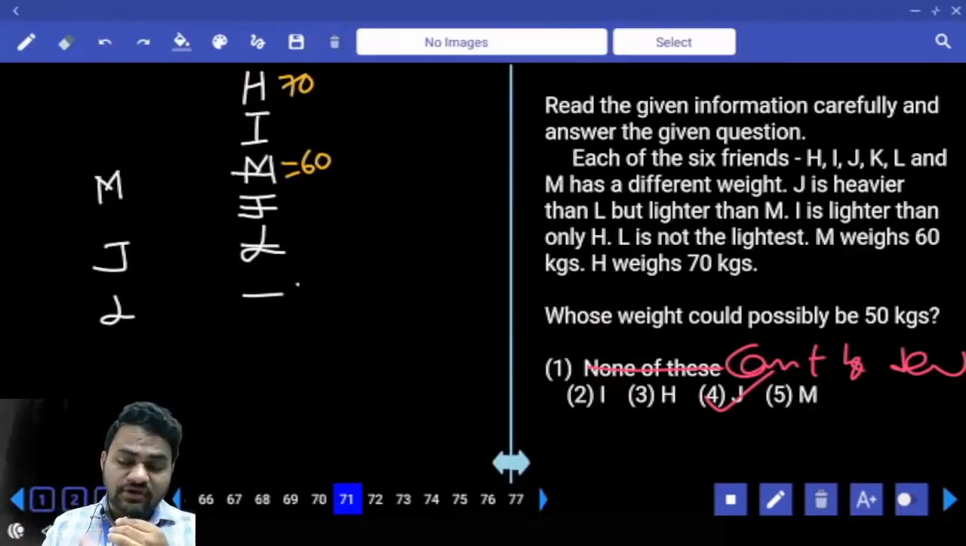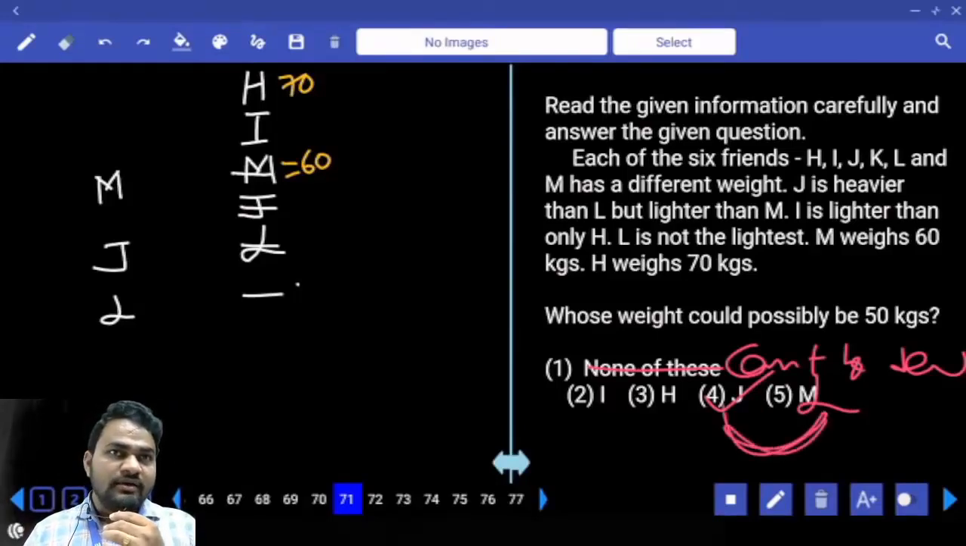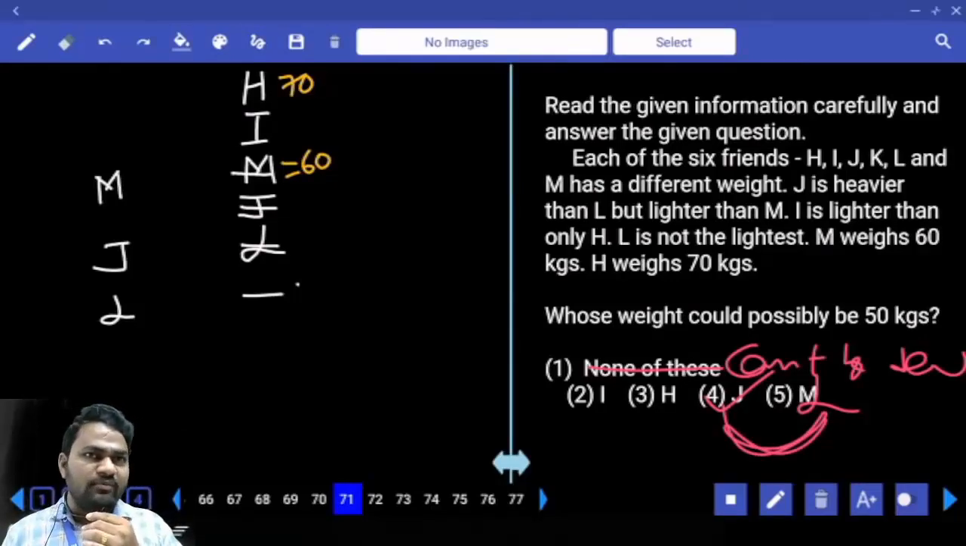If L is also presented in your option, we have 2 possible answers as possible weight for 50, then you will go for cannot be determined.